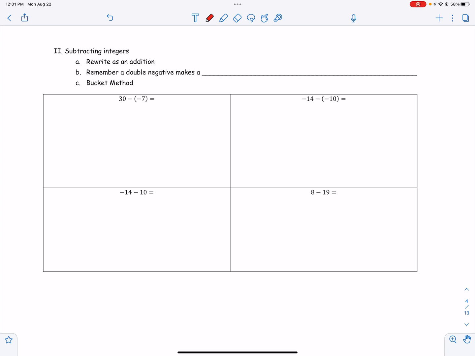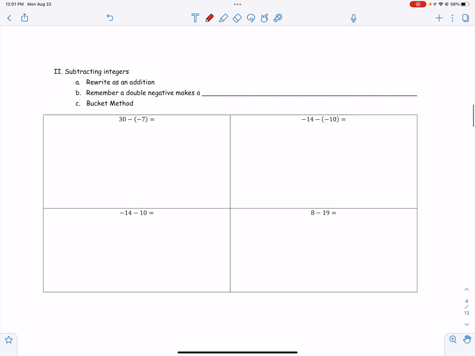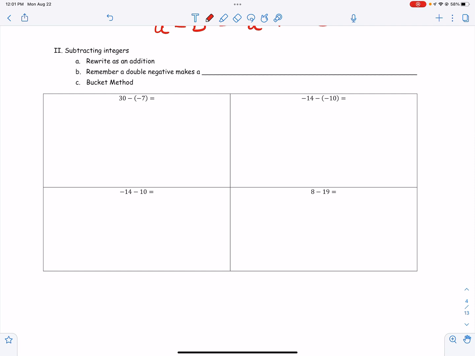So now we have subtracting integers, and that's the hard one, okay? That's where everybody gets confused. So I want you to think of subtraction as this definition: A minus B is the same as adding A plus the opposite of B, okay? So here's my little rhyming line that might help you. Draw a line, change the sign, okay?